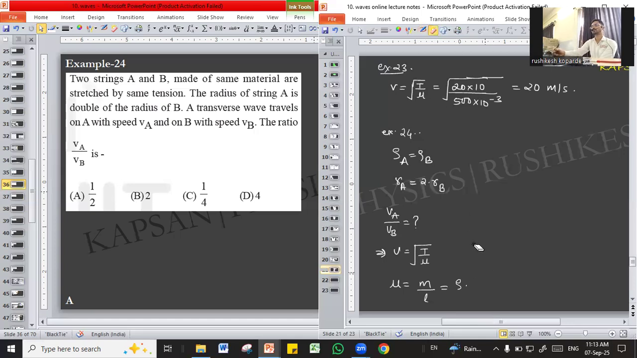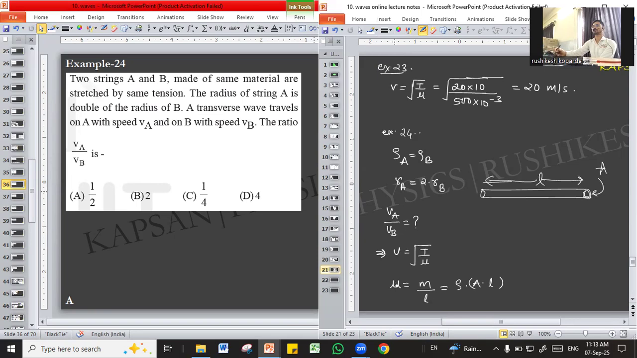Volume of the string means what? Cross sectional area of the string into what? Length of the string. Do you get this? The string will have some cross sectional area. It will have some length.